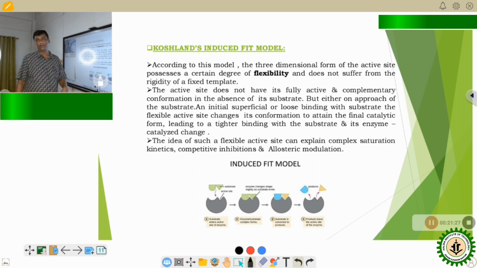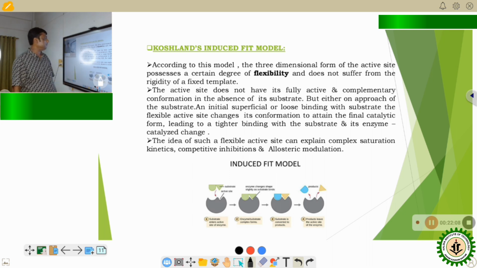In some cases, the active site has some flexibility. In lock and key, it is in a pre-rigid form. But this model considers that a particular enzyme active site has slight flexibility, meaning it can adjust its configuration according to the structure of the substrate. So according to this model, the three-dimensional form of the active site possesses a certain degree of flexibility and does not suffer from the rigidity of a fixed template.